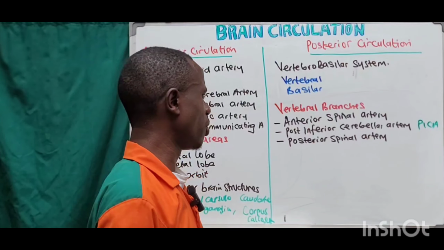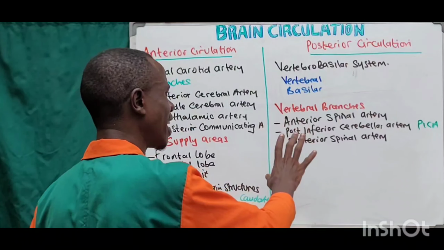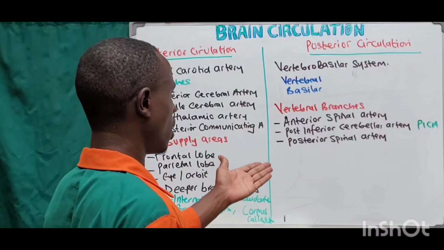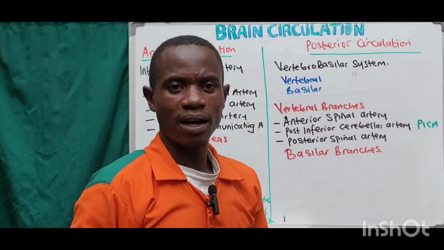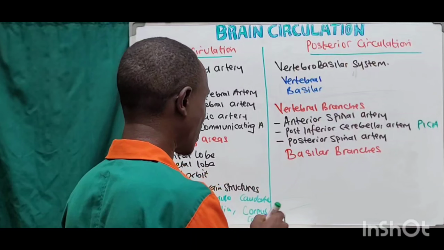Okay, it is such a beautiful thing. So now these are going to be the major branches, what we call the vertebral branches. Okay, so now let's take a look at what we call the basilar branches.